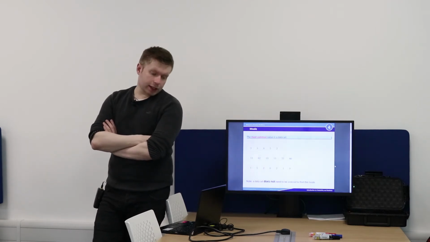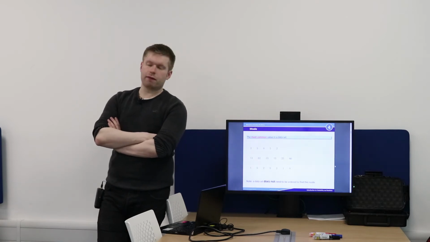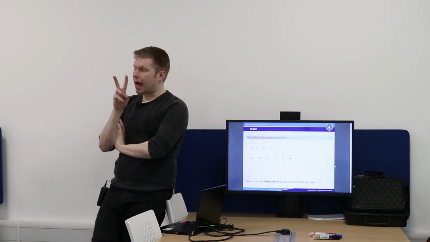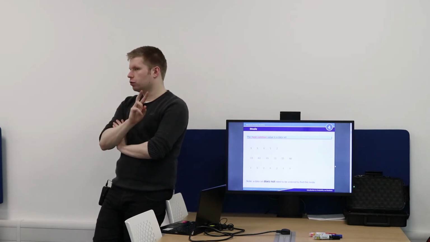The next data set, 13, 62, 13, 13, 25, and 60. What's the mode? 13, good. And then the bottom data set, 1, 5, 2, 8, 2, 1, 9. What is the mode? 1 and 2. Now, interestingly, that data set has 2 modes. Does anybody know what we would call that data set then, if it's got 2 modes?